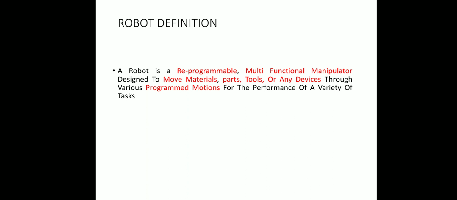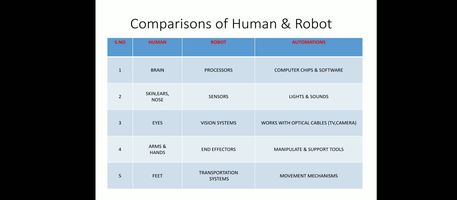So using robots we can perform many tasks. Work that cannot be done by human beings, such as in hazardous places, can be done using robots. Now, a comparison between the robot and the human being. A human being has a brain to perform and control all tasks. A robot has a processor. For automation we utilize computer chips and software to function like the brain.